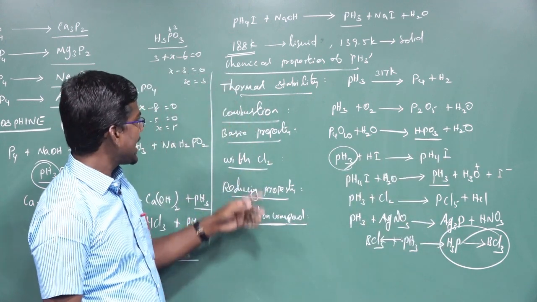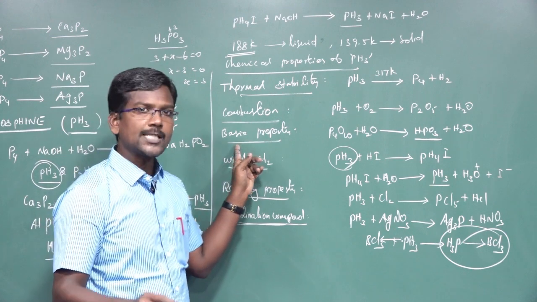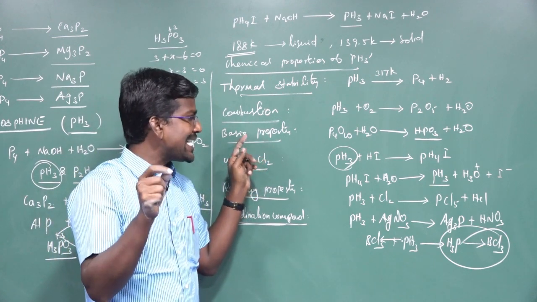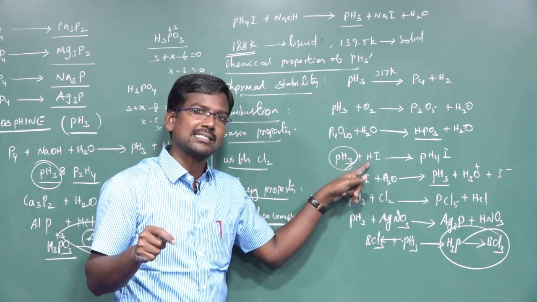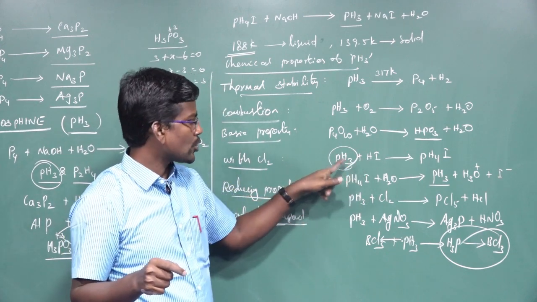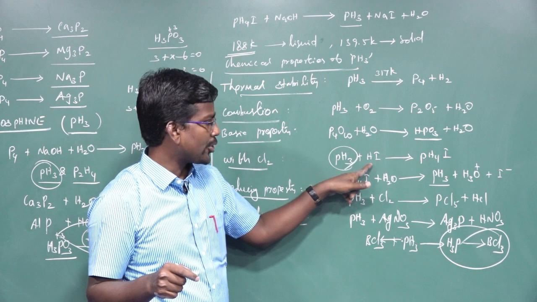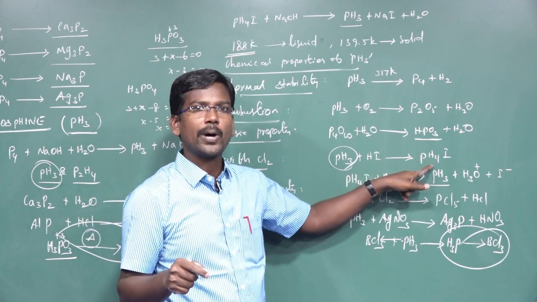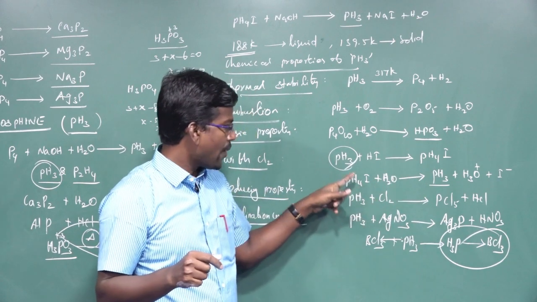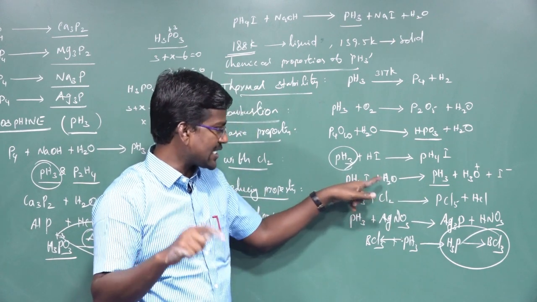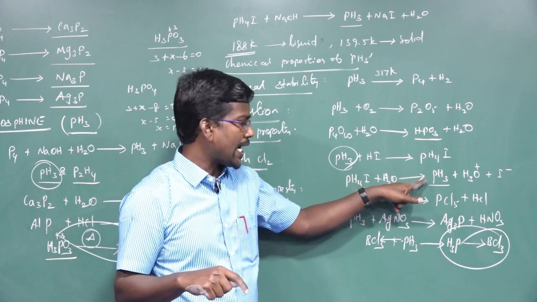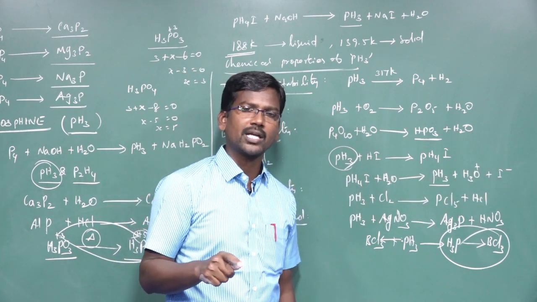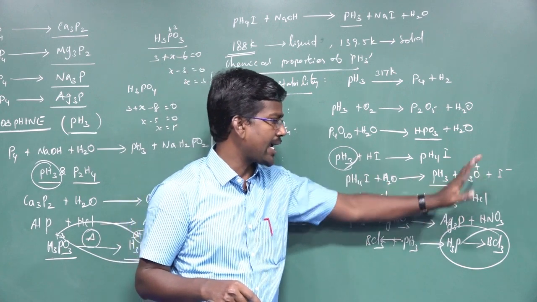Next one, the basic property. Phosphine is of slightly basic nature. It reacts with hydrogen halide acids, such as hydroiodic acid. So phosphine reacts with hydroiodic acid to produce phosphonium iodide, PH4I. Then phosphonium iodide is hydrolyzed by water to give phosphine, hydronium ion and I minus ions.